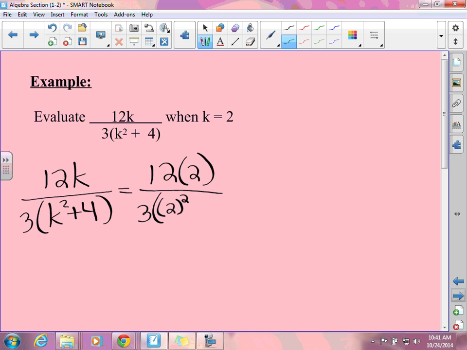Now, when you work the numerator and the denominator, they're like 2 separate problems. So you can do one step at a time in each, the numerator and the denominator. So in the numerator, 12 times 2 is 24. Now let's take a look at the denominator. It's kind of tricky. Which one do you want to do first? 2 to the second. 2 to the second is 4.